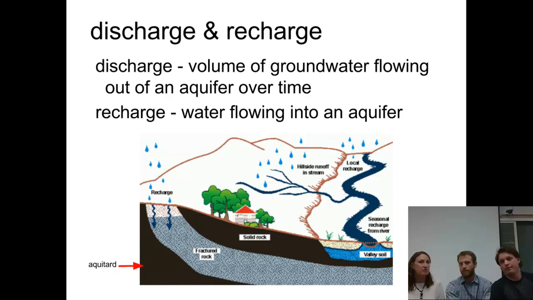Well, how does it get into the aquifer? There are a couple of ways that water can get into it or recharge an aquifer. One of the ways, a simple way, is rain or snow falls on the surface, soaks through the soil layer, the unsaturated zone, makes its way down into the saturated zone, and recharges the water in the aquifer.